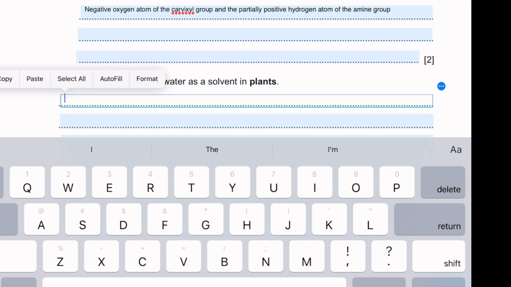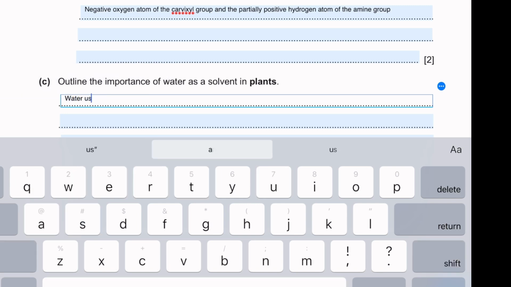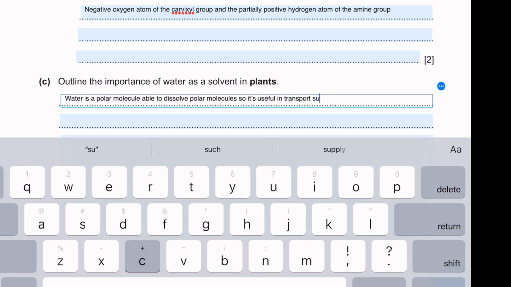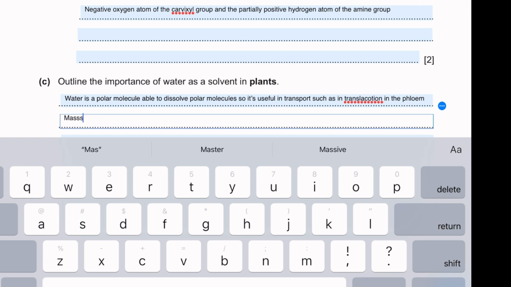So let's go ahead and write these things down. Water is a polar molecule. Don't forget the properties of water. It's a polar molecule, so it's able to dissolve other polar molecules, so it's useful in transport, for example in translocation. We're talking mass flow here. In translocation in the phloem, mass flow would require water.